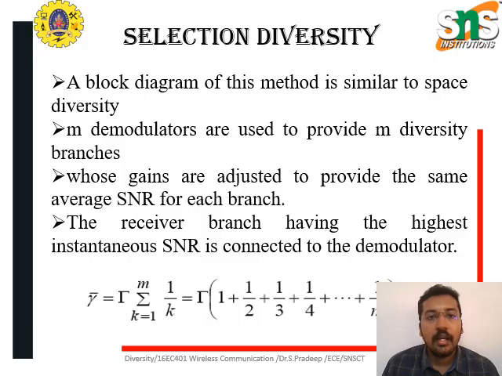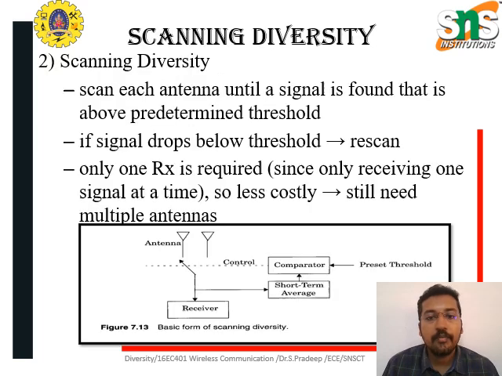propagation and other impairments. For implementation, the selection diversity receiver typically requires an antenna array at the receiver and a selection circuit to monitor and choose the best antenna. The implementation can be relatively simple compared to more complex diversity combining schemes. The block diagram is similar to the space diversity technique.